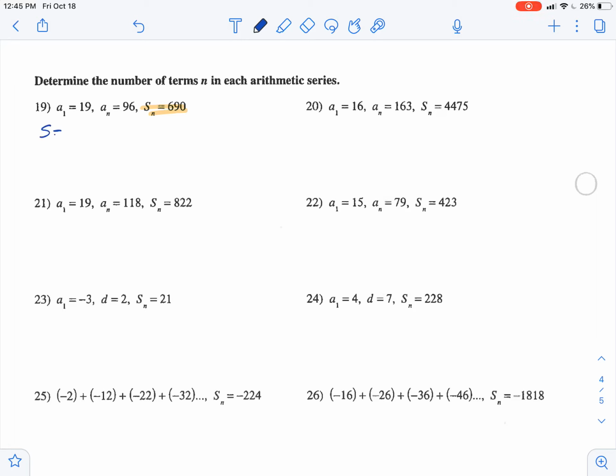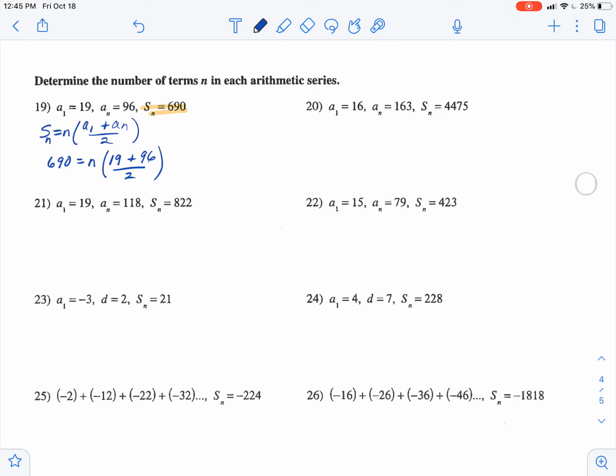So my formula, sorry, not S, A. A1, AN over 2. So in this case, they've given me my S of n, so they've given me the answer. I'm looking for this n value. How many terms did I need? I still know my first. I know my nth term. I just don't know which one it is, okay?